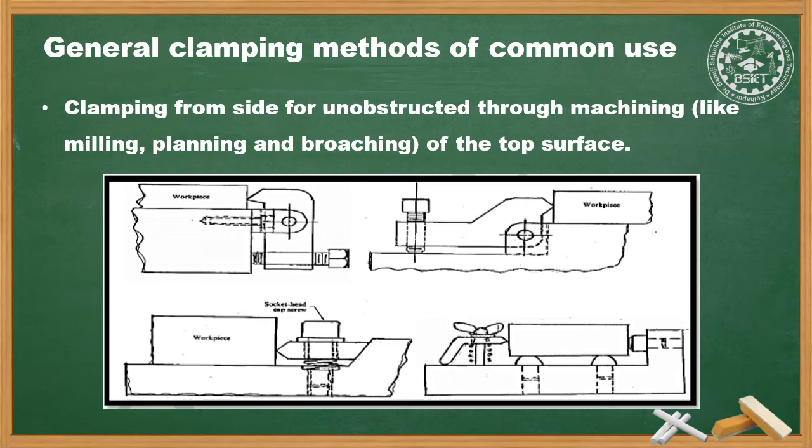These are the most effective and most general methods, and are widely used in industries. These are the simple methods used for the proper clamping of the workpiece on the milling machine, planing machine and the broaching machine on the top surfaces.